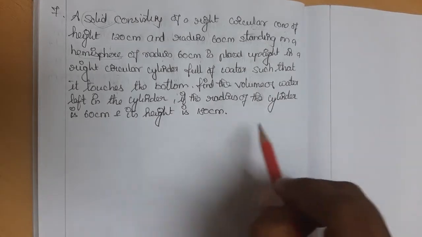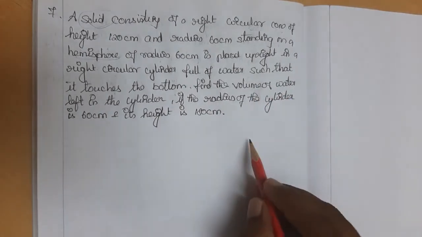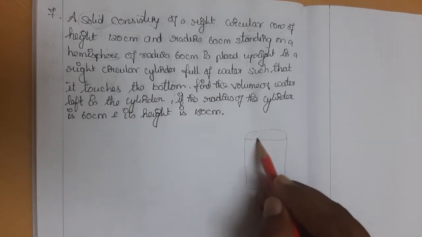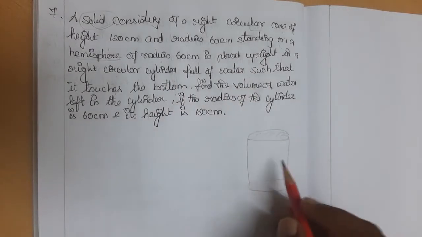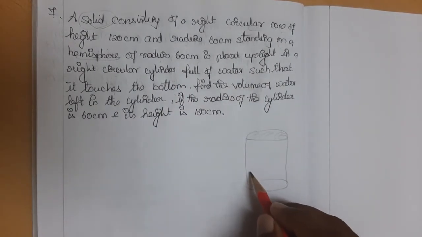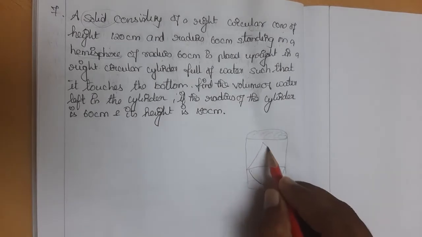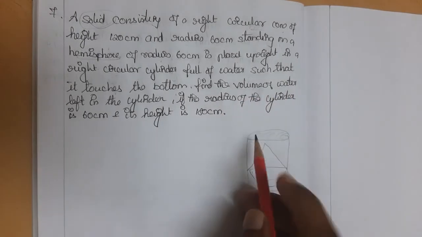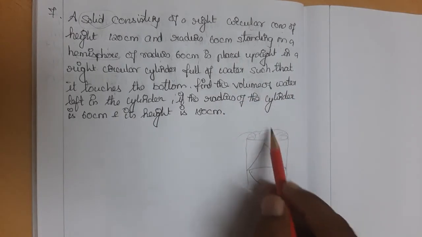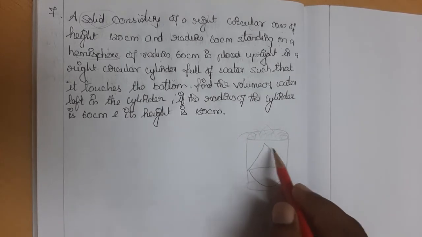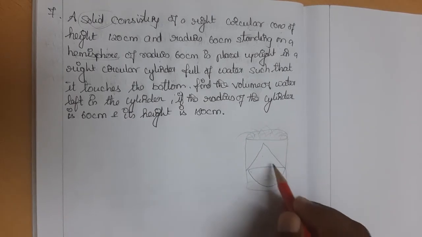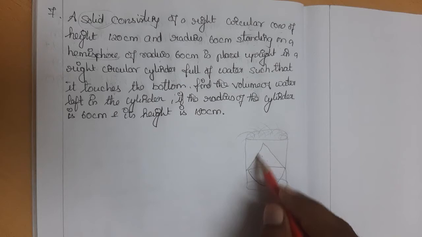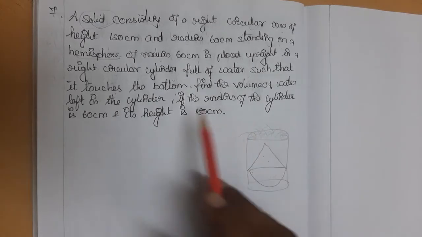So actually there is a full cylinder of water. In the beginning the cylinder is full of water, and after that they place this solid shape, the hemisphere and the cone, upright inside. So what will happen when there is a full of water in the cylinder? The water will spill. So what is the volume of the water spilled? The volume of this solid is the volume of the water spilled.